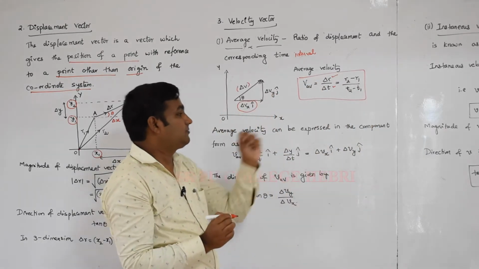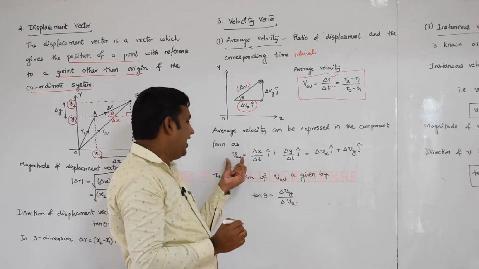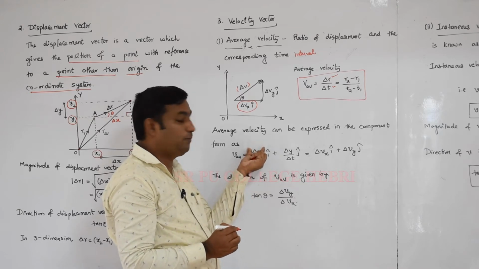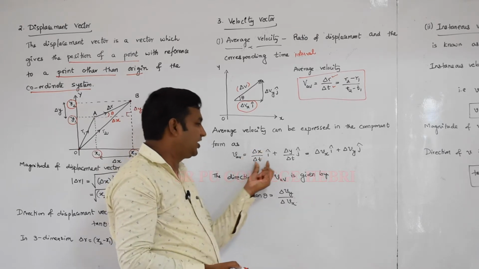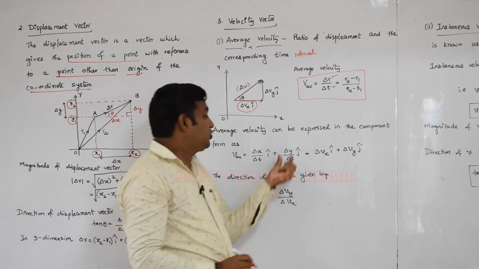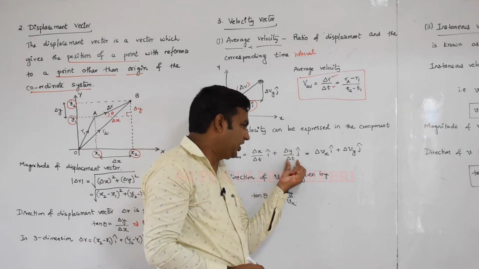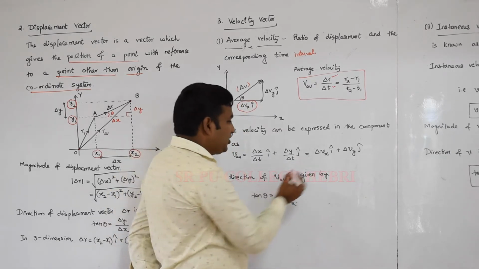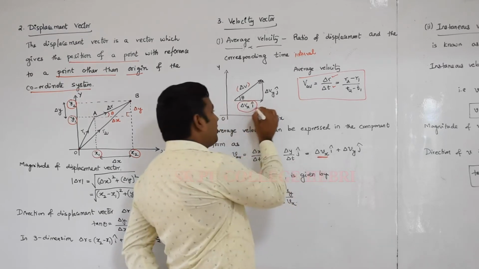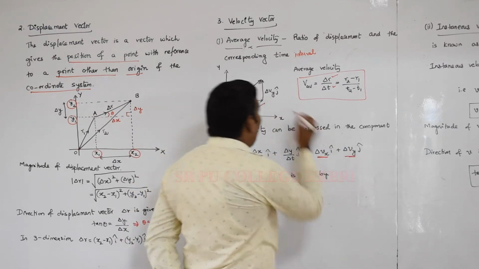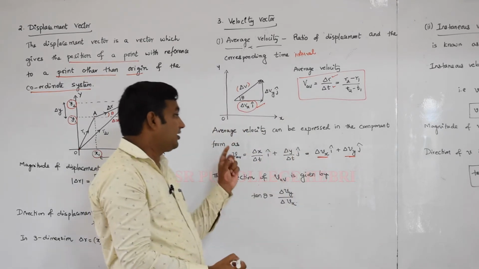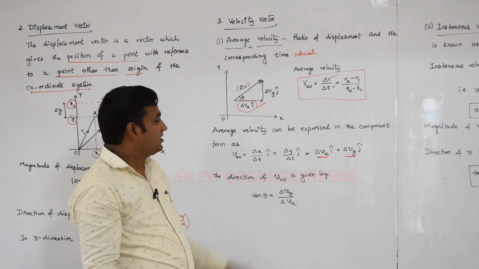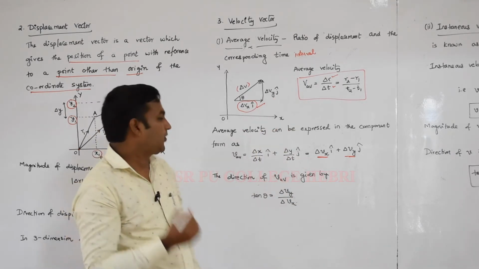Average velocity can be expressed in component form as delta x divided by delta t, the change in position along the x-axis divided by the time taken, into i cap along the x-axis. Change in position along the y-axis divided by time taken, into j cap, the vector along the y-axis. That we take as delta vx along the x-axis and delta vy along the y-axis, as already shown in the diagram. Now this is the representation of average velocity in component form.